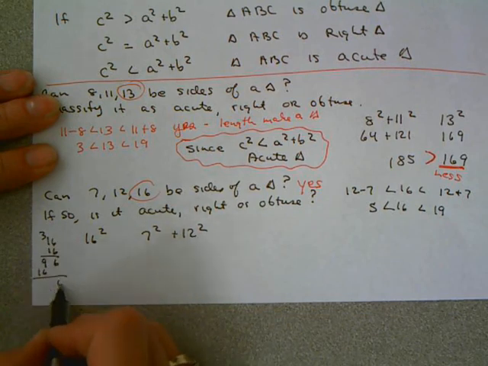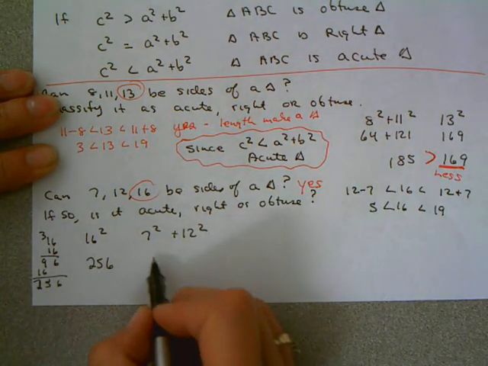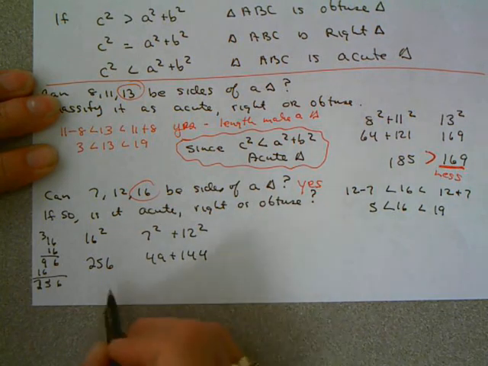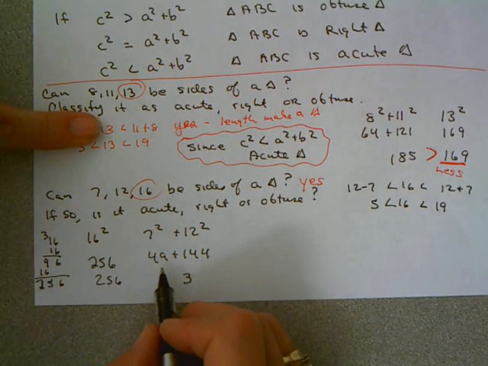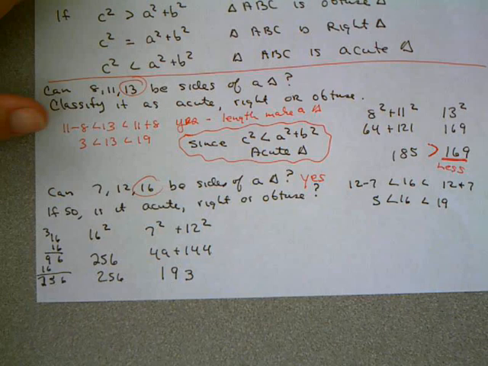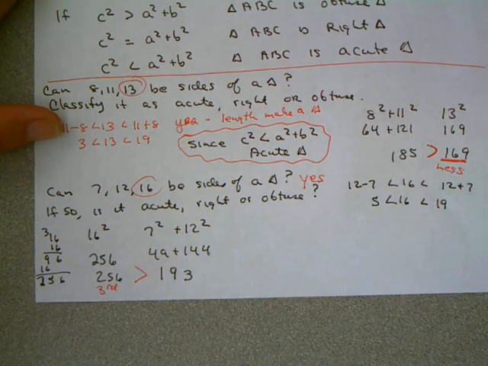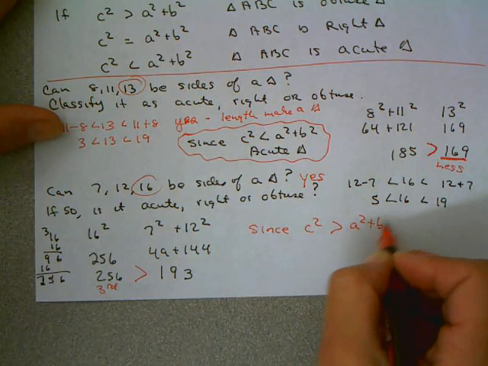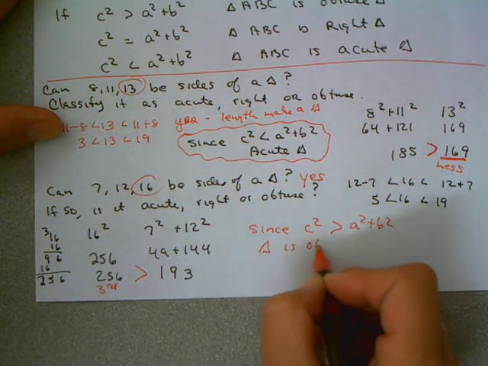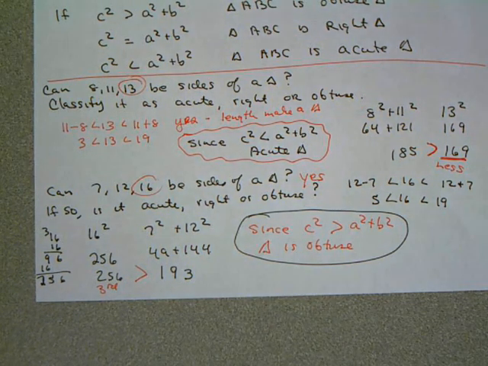Well, biggest side. So I'm going to have 16 squared here, 7 squared plus 12 squared here. 16 squared, I don't know it off the top of my head. 6 times 6 is 36, carry the 3, 6, 7, 8, 9, 256. Thank you. 49 plus 144 here. 9 and 4 is 13. Carry the 1. 4 and 4 is 8, 9. 193 here. I see the third side is greater. So since c squared is greater than a squared plus b squared, the triangle is obtuse.